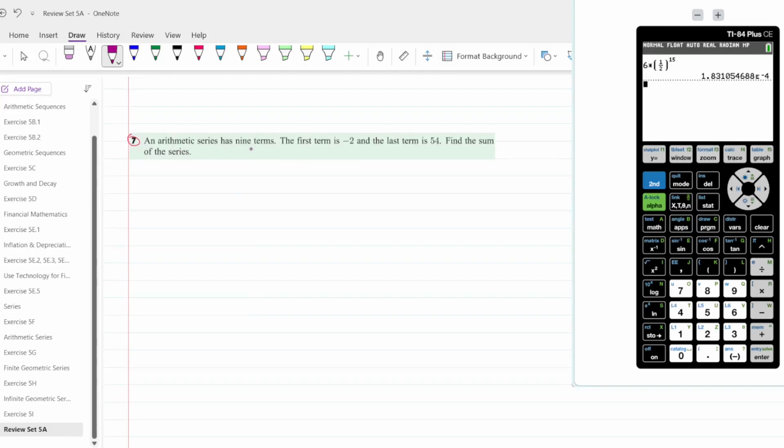An arithmetic series has 9 terms. The first term is -2 and the last term is 54. Find the sum of the series.